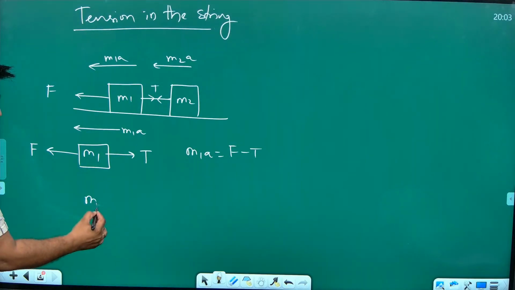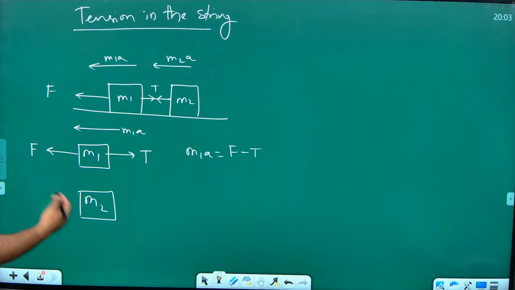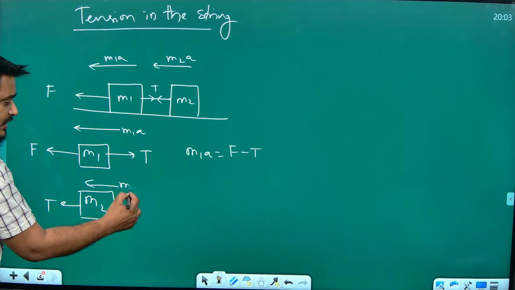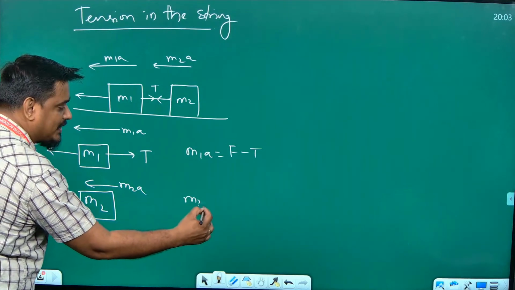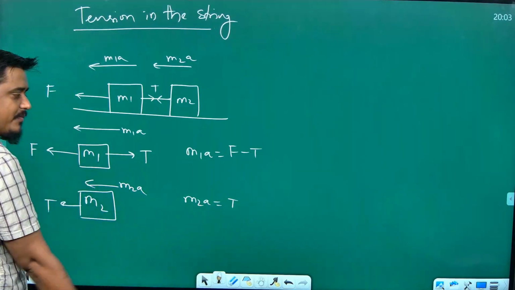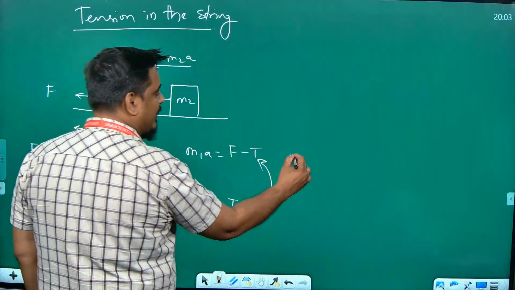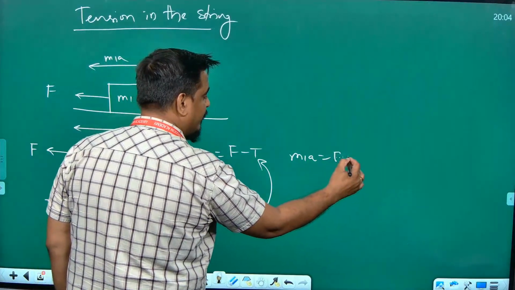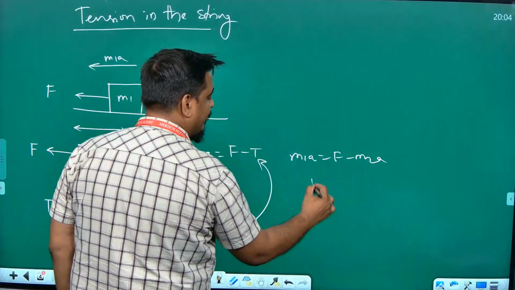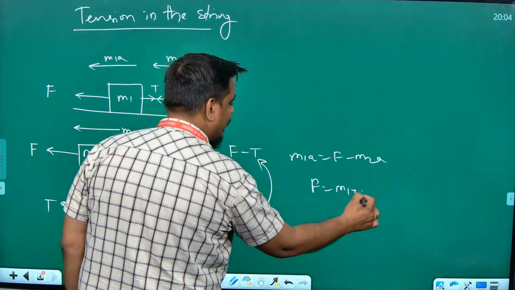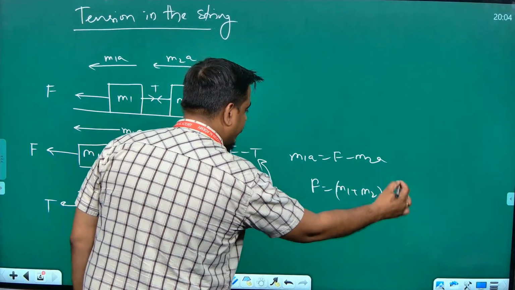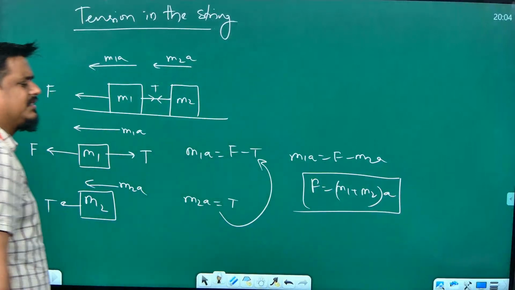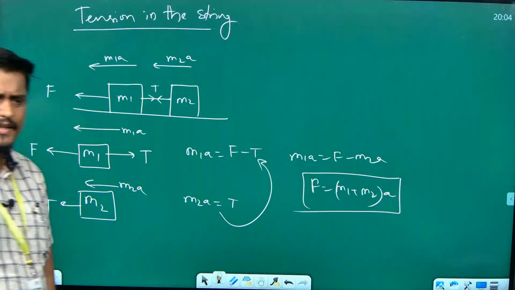Second body, m2. Is there any force acting directly? No, but tension is acting in this direction, T. Net force in this direction, how much? m2a. So, I will write m2a is equal to T. Putting T here, m1a will become equal to F minus m2a, and F will become equal to, once again, m1 plus m2 into a. Always valid, second law of motion.